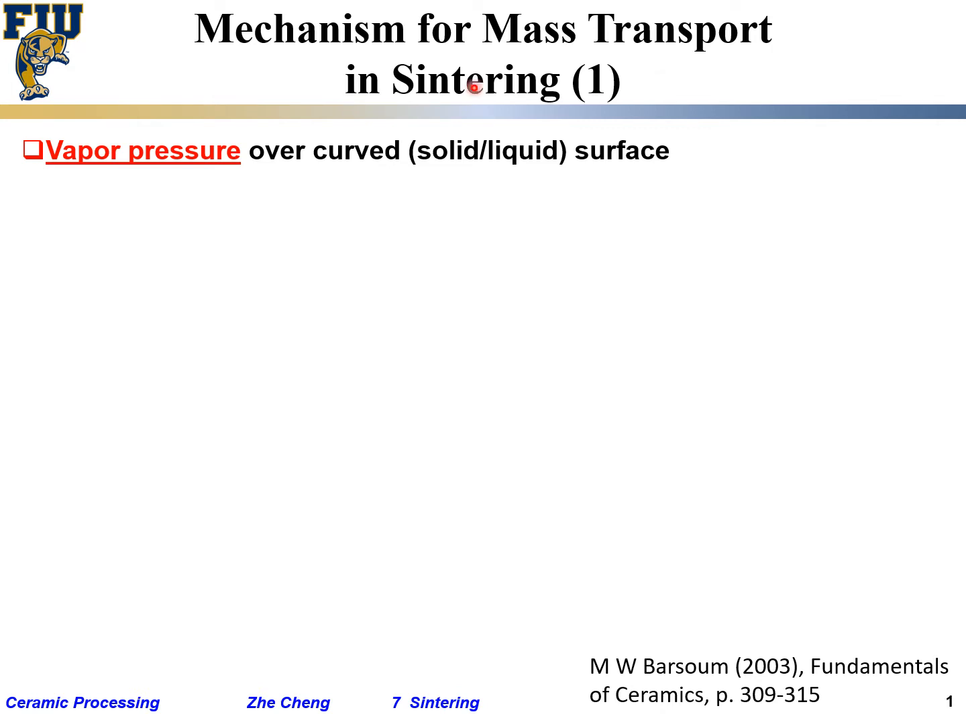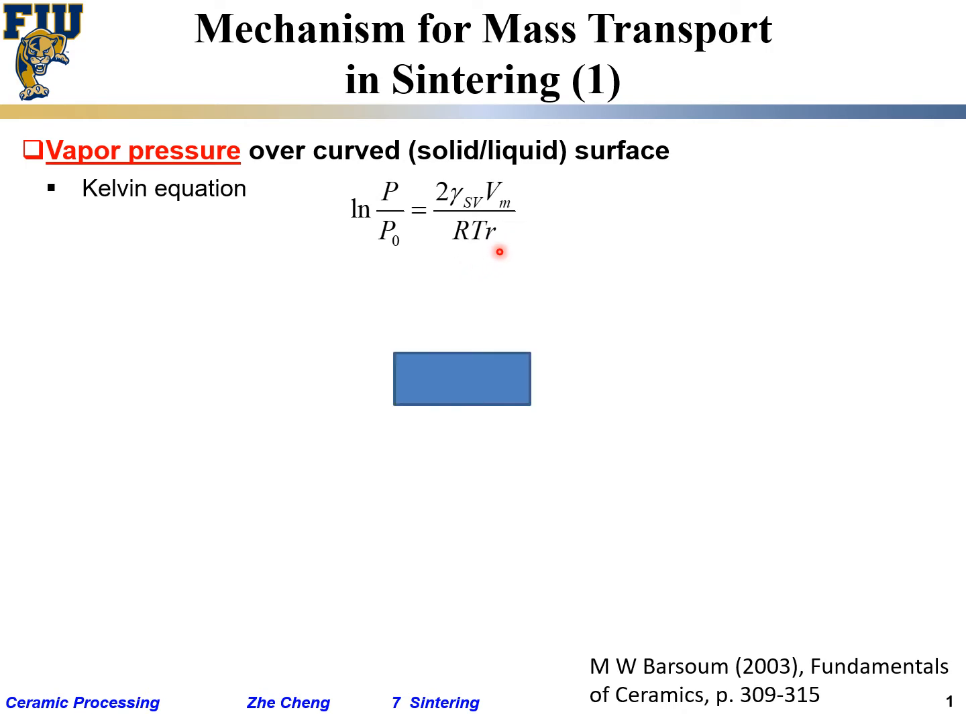Okay, and here let's think about the so-called vapor pressure over a curved surface. From physics, we have the so-called Kelvin equation, which is the natural log of the relative pressure equals 2 times surface tension times the molar volume divided by RT times the radius. Okay, so that's the Kelvin equation.